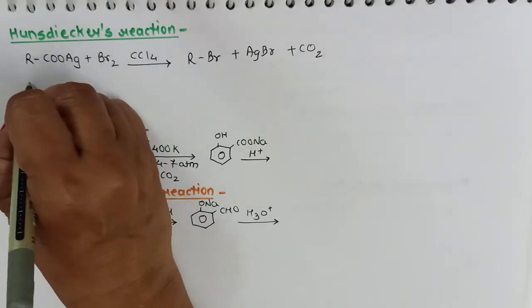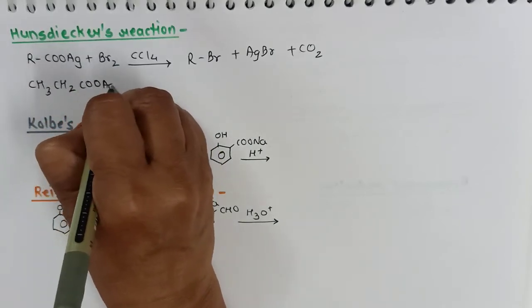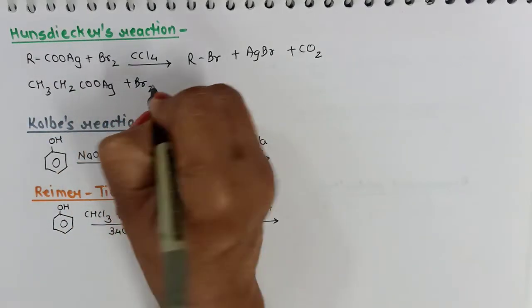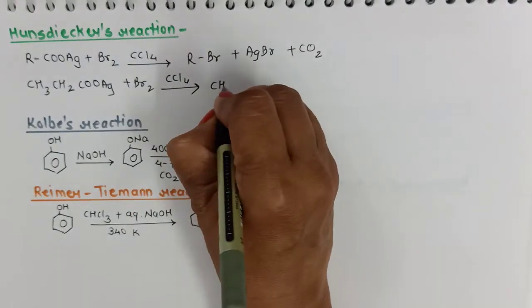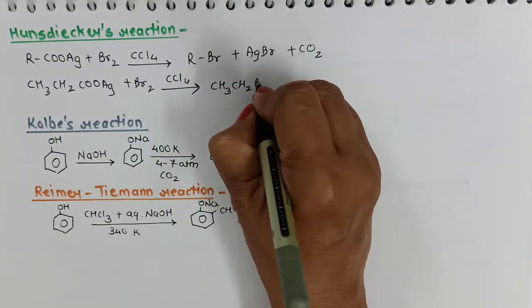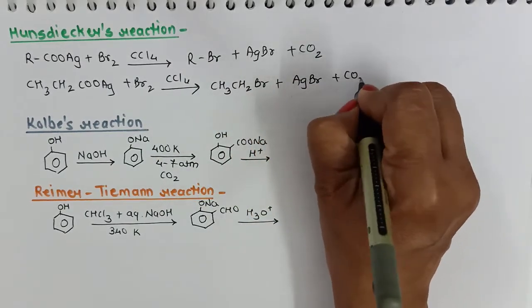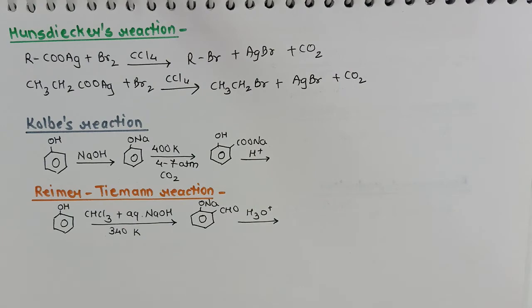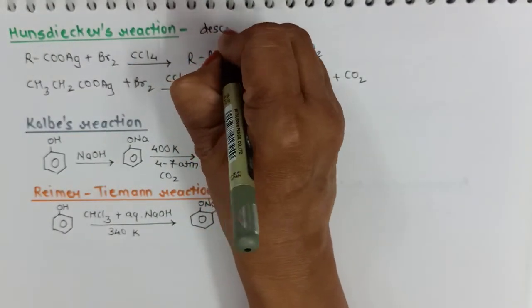For example, silver salt of propanoic acid is refluxed with bromine in presence of carbon tetrachloride. We will get bromoethane along with silver bromide and carbon dioxide. Here the number of carbon atoms decreases. So we can say it is a descent of series reaction.